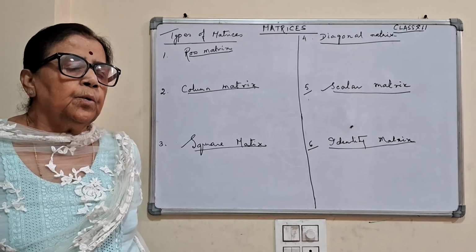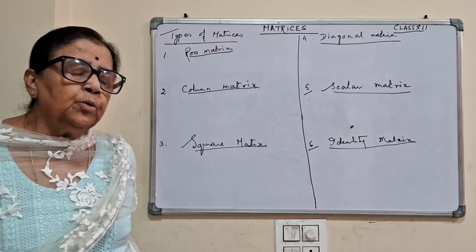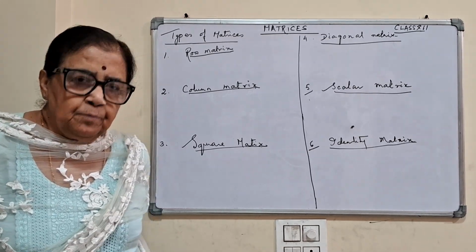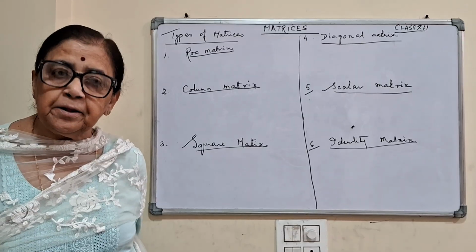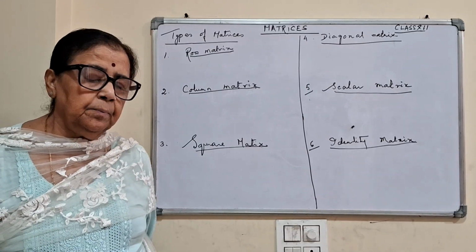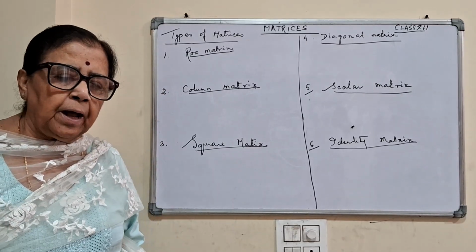Today I am going to tell you about the types of matrices. A matrix is an arrangement. It is not a number. Okay, first I told you that.